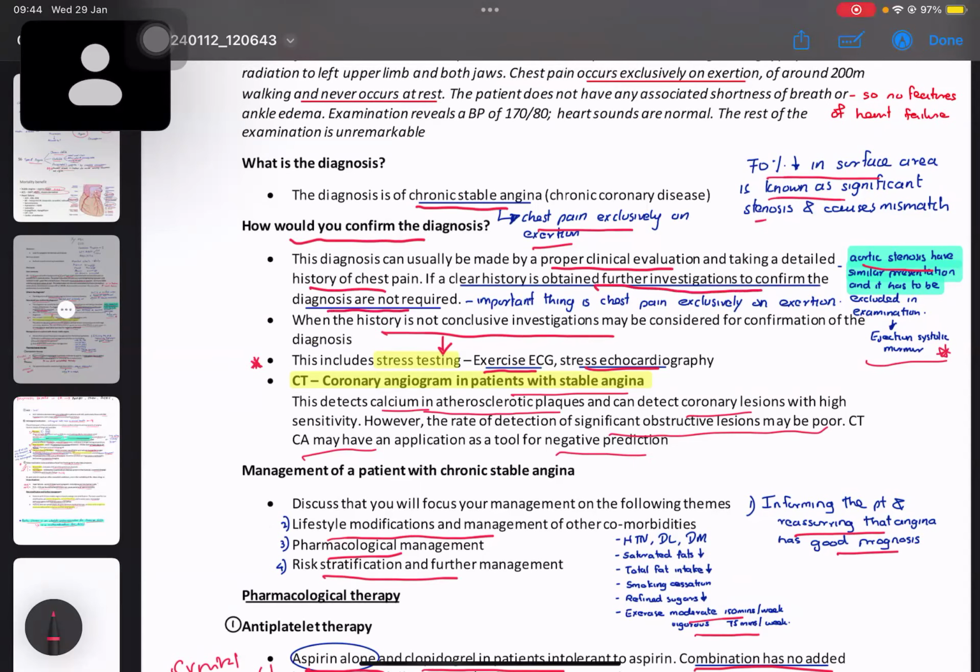Because this chest pain is exclusively on exertion, it's probably chronic stable angina. You don't need any investigation to confirm. Sometimes the patient won't tell the history completely. So if it is inconclusive, we will be doing investigations.